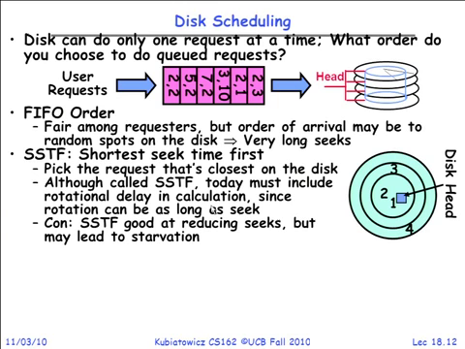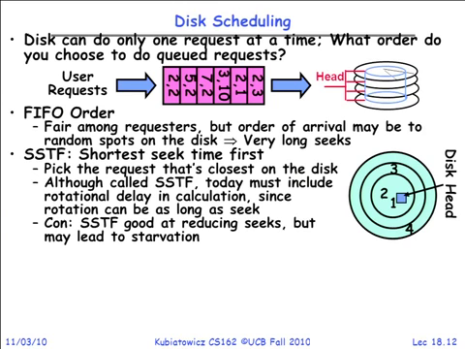So this sounds like a better solution than FIFO, right? Because we're moving the head as little as possible. The downside, as I mentioned here, unfortunately, is that it's great at reducing seeks, but it can lead to starvation. Because if you have one process that's busy doing a bunch of requests in one part of the disk and another process in another part of the disk, the first process may get all the requests and the other one may never get to go.